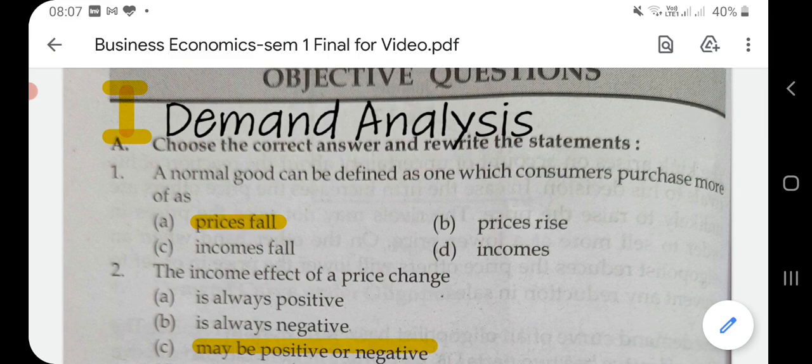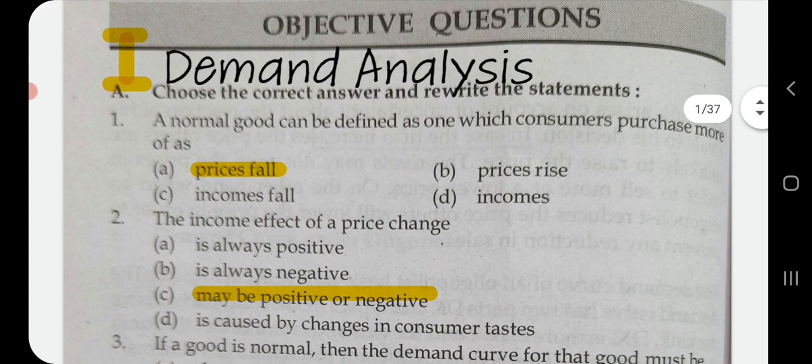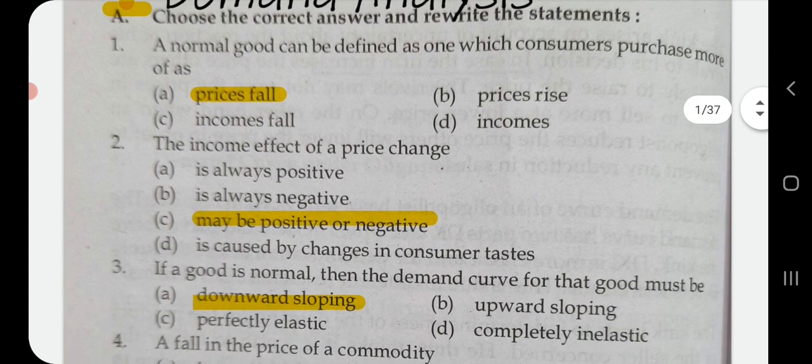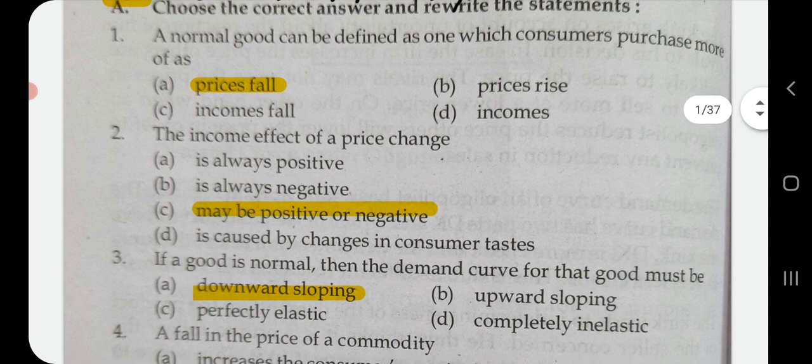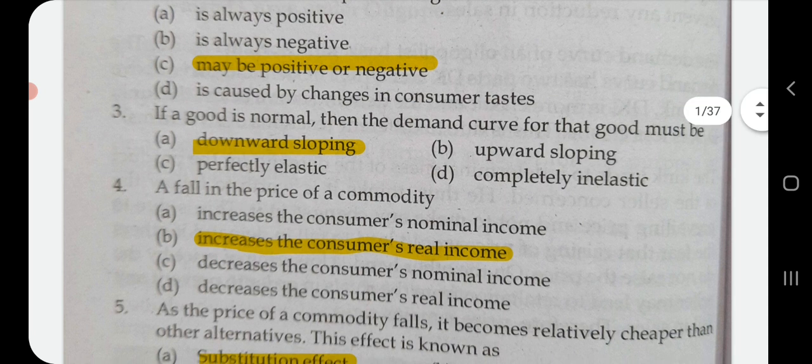So the first question in the second module is about a normal good can be defined as one which consumer purchase more of as the price falls. It means as the price falls, the consumer will purchase more goods of normal goods. Second question, income effect of price change dash dash. It may be positive or negative. Third question, if a good is normal, then the demand curve for the good must be downward sloping. If the good is normal, then demand curve must be downward sloping.